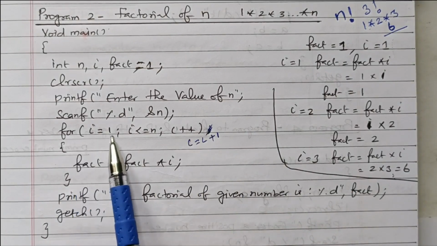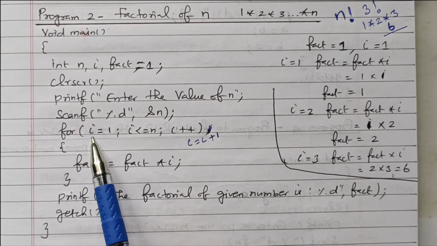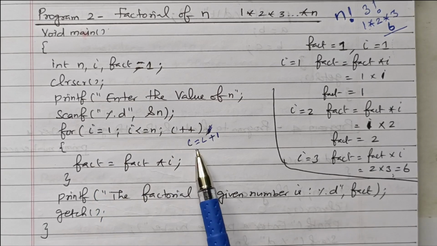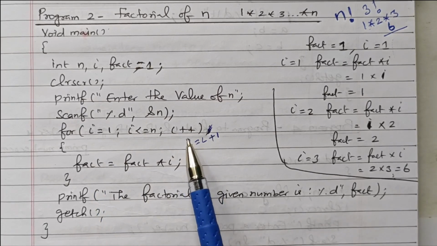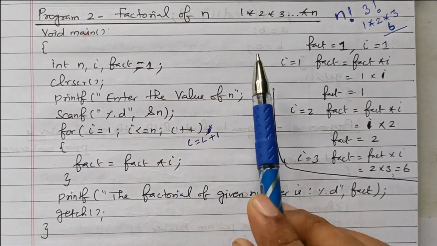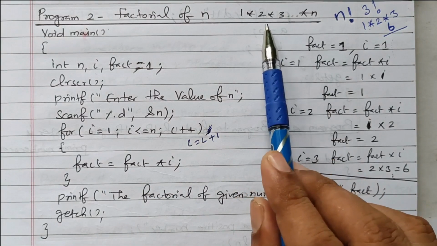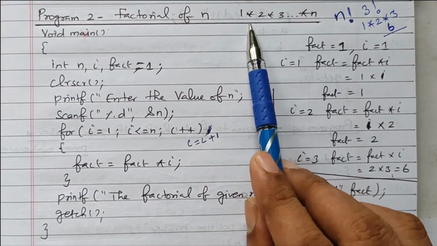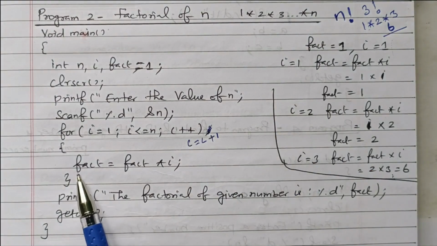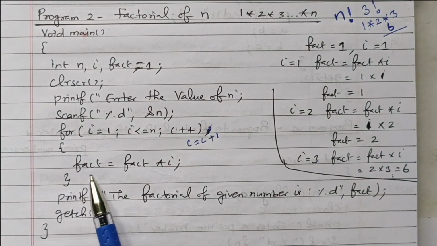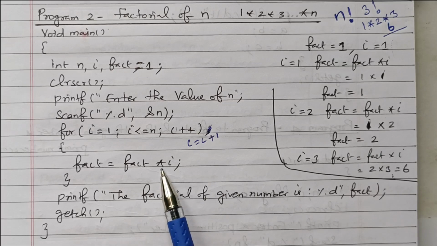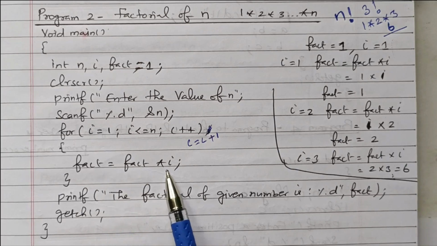Now we open the for loop. Initial value is 1, final value is n, and it is incremented by 1 each time. So i equal to 1, i less than or equal to n, i plus plus. These are all decided from the factorial series: the initial value, the increment, and the final value condition. And what is the expression here? Fact equal to fact into i. For a sum of series it would be added; for factorial it is multiplied. Fact equal to fact into i.